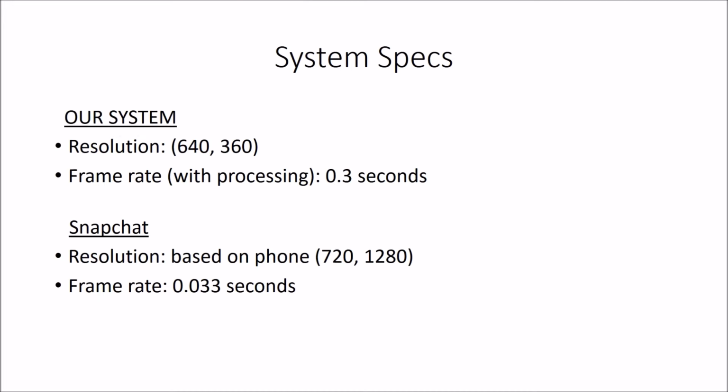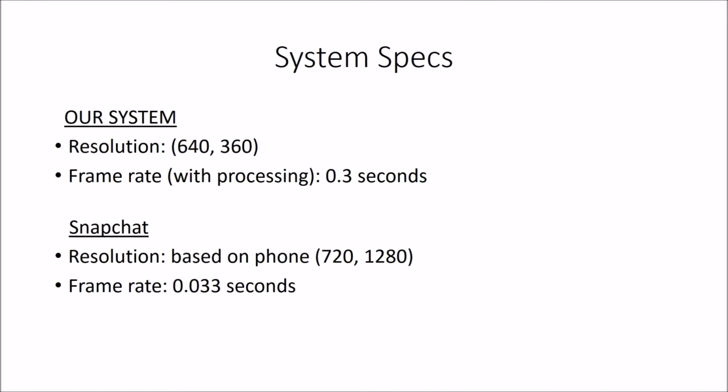Looking at our output results, we are successfully swapping faces in a 640 by 360 frame at 0.3 seconds for each frame. Snapchat currently has better results with a higher resolution based on the phone camera, typically around 720 by 1280, and processes at 0.033 seconds per frame, or a typical 30 frames per second.